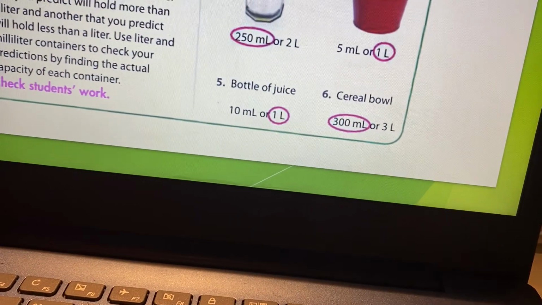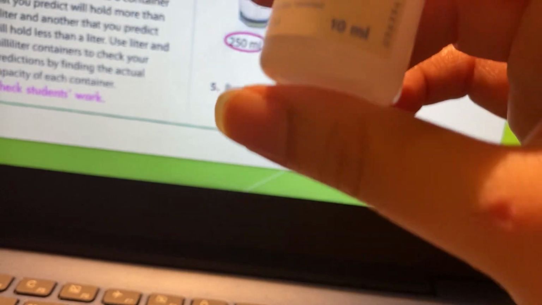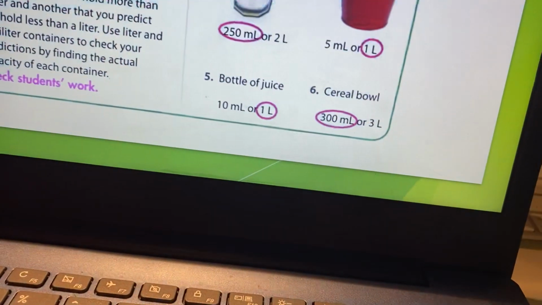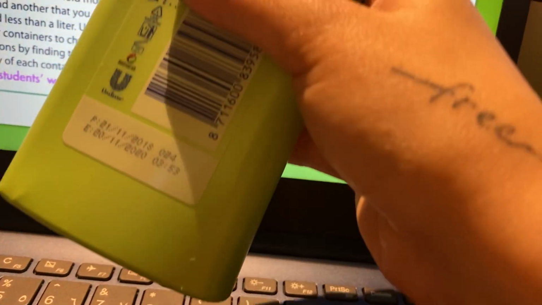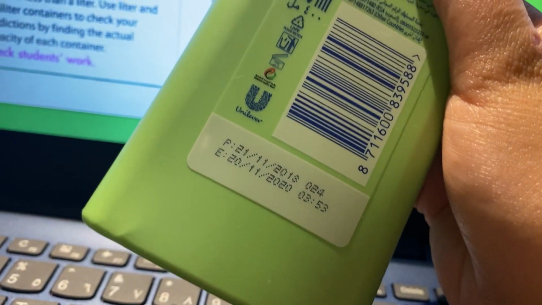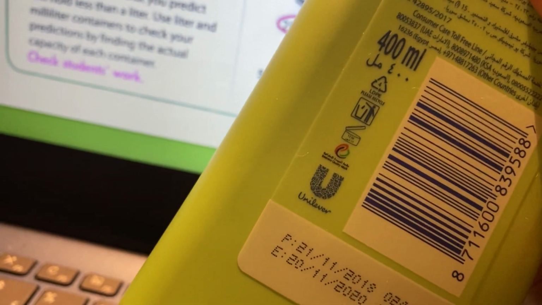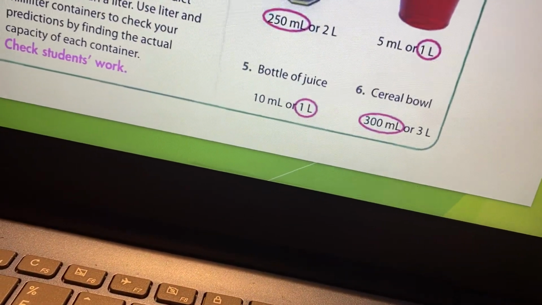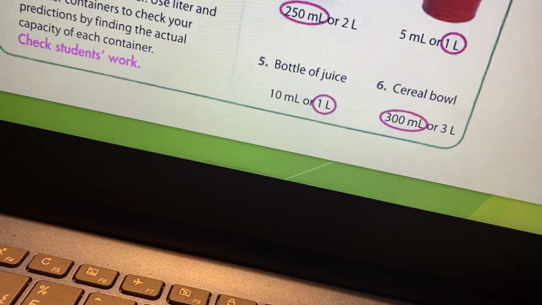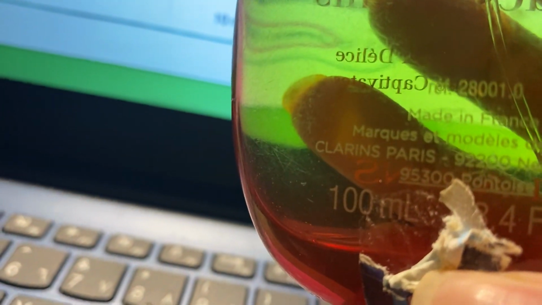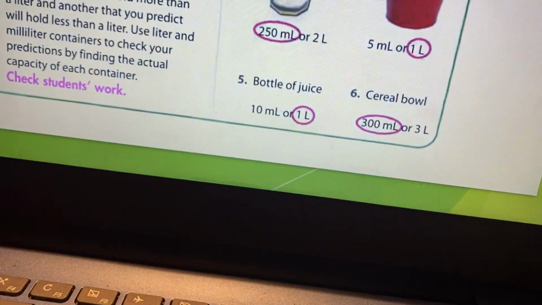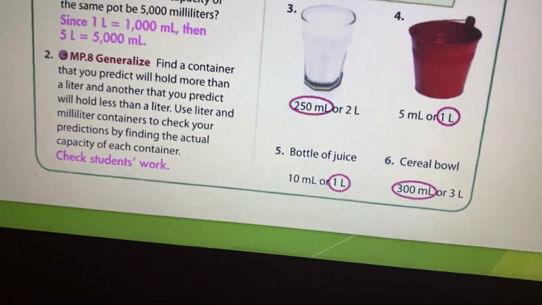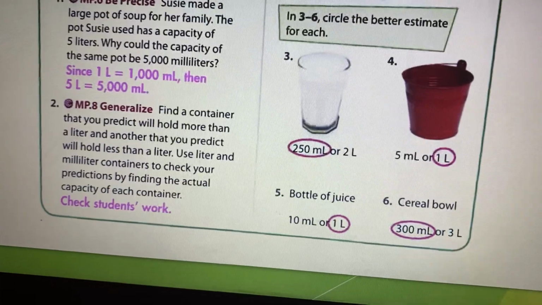Now I show you this medicine. This holds 10 milliliters. For example, this lotion, look at the capacity, 400 milliliters. We also have here a perfume. Look at the capacity of the perfume, 100 milliliters. So find things around you, liquid things, and show me the capacity of each bottle of these liquid things.